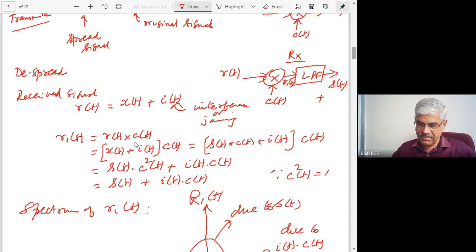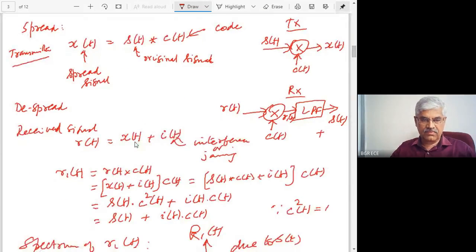So what we are doing is, when we have S of T, which is data which is to be transmitted, we want to spread the spectrum, for which we generate a code with certain properties. That code is a bit pattern, one set of bits only, which is repeating over time. That code is multiplied with the original signal, and you get X of T, the spread signal. That is basically multiplication, one multiplier, that's all. So you transmit X of T.